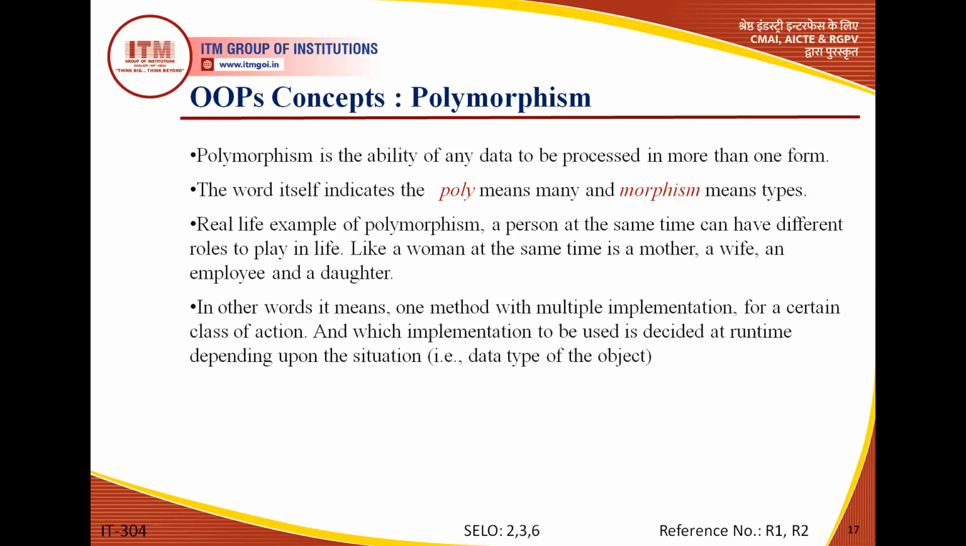So polymorphism means just declared once and used many times. So, one method with multiple implementations. For example, if you want to take the area, you just declare the function name area, and with the help of polymorphism, you can use the same function area for calculating the area of a triangle, a square, or a rectangle. The function name will be the same.